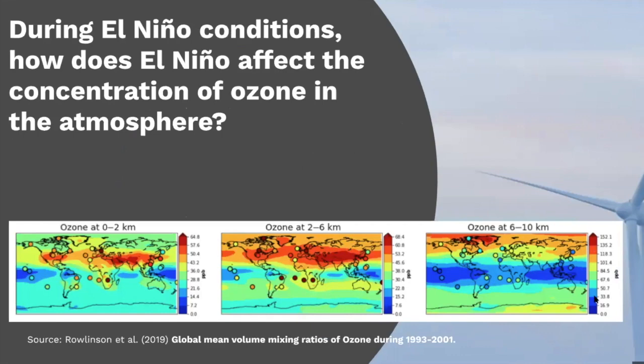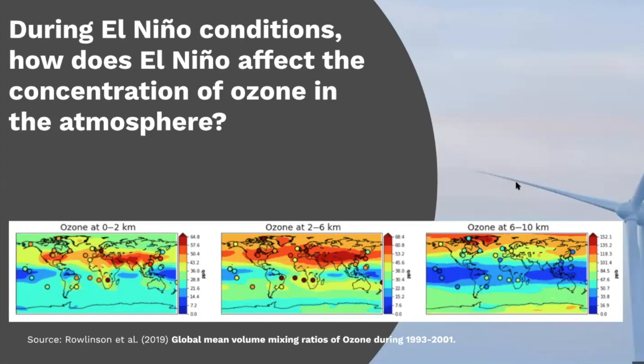So during El Niño conditions, how does El Niño affect the concentration of ozone in the atmosphere? Well, ozone varies through seasons and responds to weather variability even during erratic weather patterns caused by El Niño. However, we can point out the average pattern of ozone in the figure below, which shows the global mean volume mixing ratio of ozone from 1993 until 2001. Because the strongest El Niño event ever recorded in history happened then, between 1997 and 1998, this information is important in understanding the ways ozone responds to El Niño conditions.